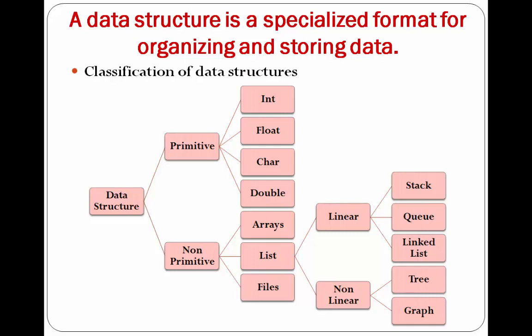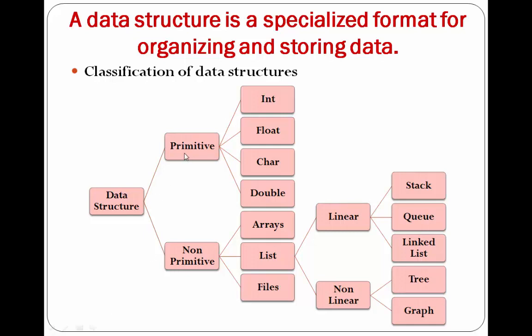A data structure is a specialized format for organizing and storing data. I already told you, if you want to access certain data within the computer memory, then we have to organize this data in a specialized format, which is called a data structure. Data structures are classified into two different categories: primitive and non-primitive.